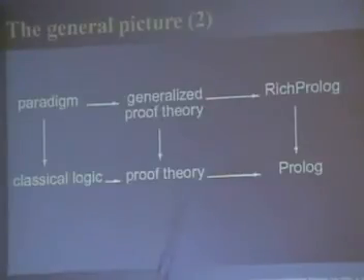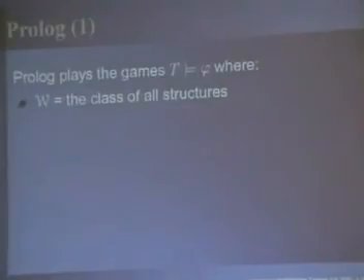Now there is another interpretation of Prolog in terms of another game. We can claim that Prolog plays the game where W is the class of Herbrand structures, not all structures, just Herbrand structures. And E consists of all atomic sentences, so the evidence that you can get is just atomic sentences. T is a finite set of rules, and phi is the sigma 1 query. So we have this equivalence between both interpretations because of the restricted nature of T and phi.